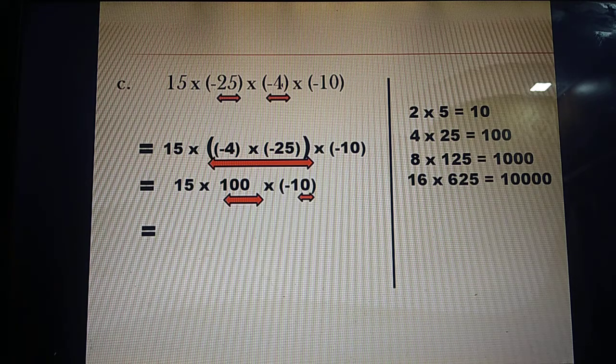There are 3 integers. Out of the 3 integers, one integer is negative, that is, an odd number of negative integers. So for odd, you have to use the negative sign. So this is your final answer.